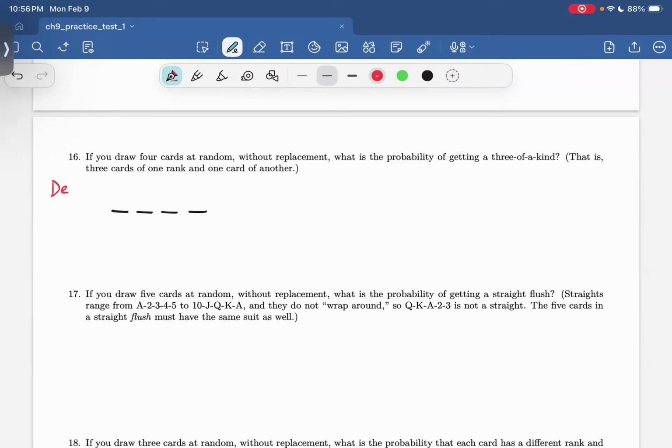So let me write down. These are my desired. I'm going to say that the 3 of a kind is going to be in the first 3. So I'll have 52 choices here, and then 3 choices, and then 2 choices, and then 48 choices for the fourth card, because it has to be a different rank. And I'm also going to overcount here by 3 factorial.